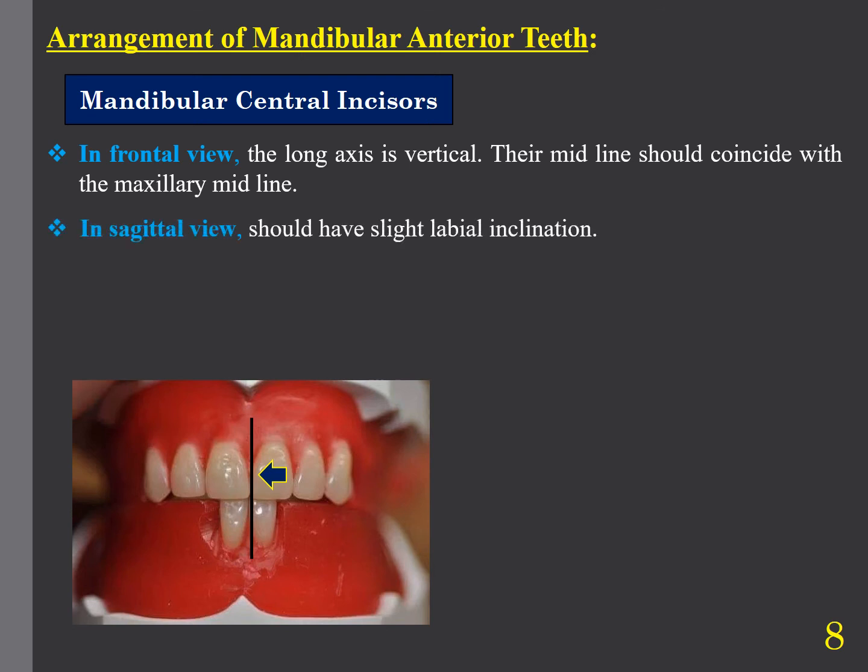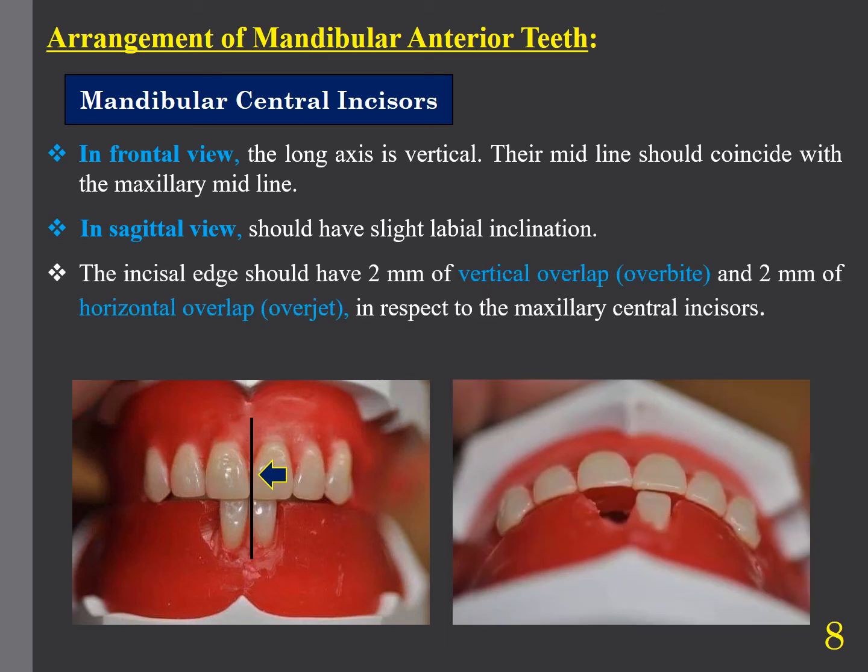In sagittal view, it should have slight labial inclination. The incisal edge should have 2 mm of vertical overlap, which is called overbite, and 2 mm of horizontal overlap, which is called overjet, with respect to the maxillary central incisors.